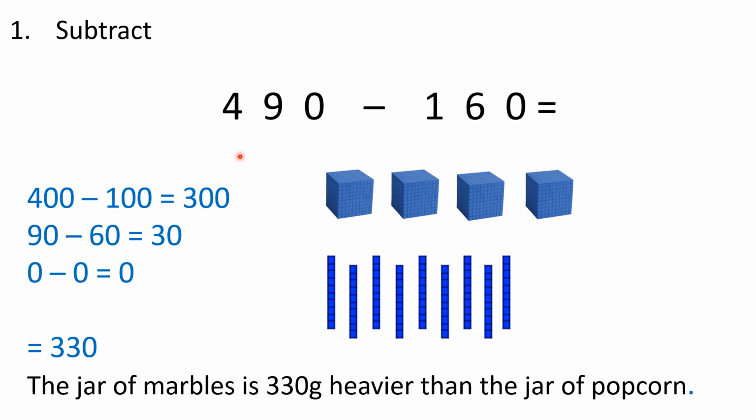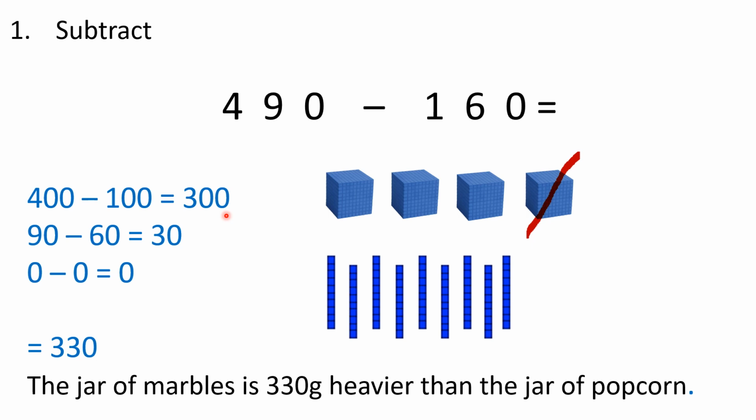Again, we're going to start by subtracting the hundreds first. So in 490, we know there are 1, 2, 3, 4 hundreds. And we need to subtract 100 because there is 100 in 160. So let's carefully cross off and take away 100, which leaves us with, as you can see, 1, 2, 3 hundreds left over. So we can say that 400 subtract 100 equals 300.